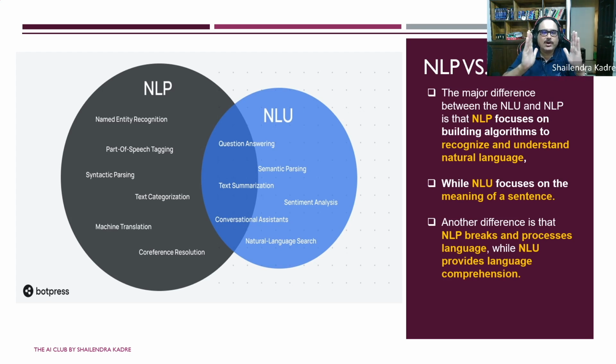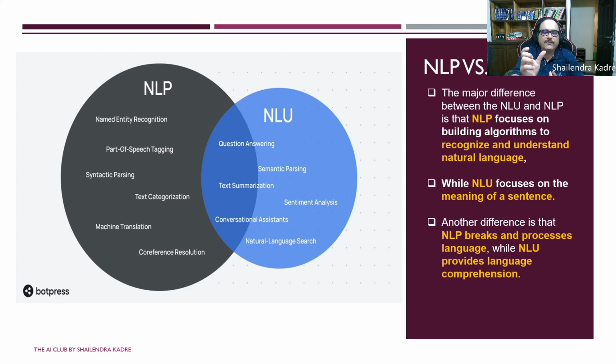But if you want to understand these two terms, NLP and NLU, just look into these boxes, these circles. Natural language processing is more of a processing of language. It will include named entity recognition, part of speech tagging, syntactic parsing, text categorization, machine translation, and maybe coreference resolution. Many of these things we will take up in some of the future classes. And NLU focuses more on language understanding.